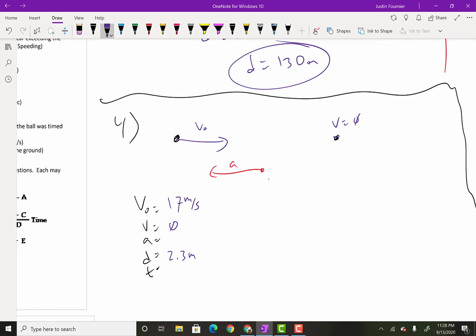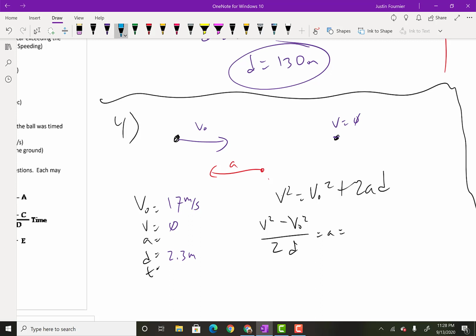I'm thinking this one, v squared equals v naught squared plus 2ad, because I don't know the time, so I can use this to find out everything. And I'm trying to find out the acceleration, so it's going to be v squared minus v naught squared divided by 2 times d equals the acceleration.